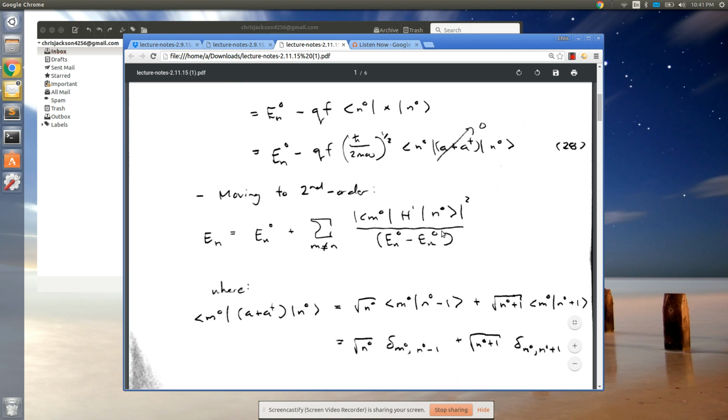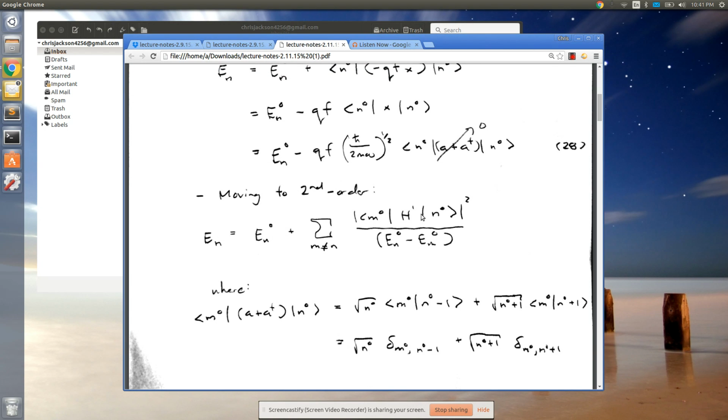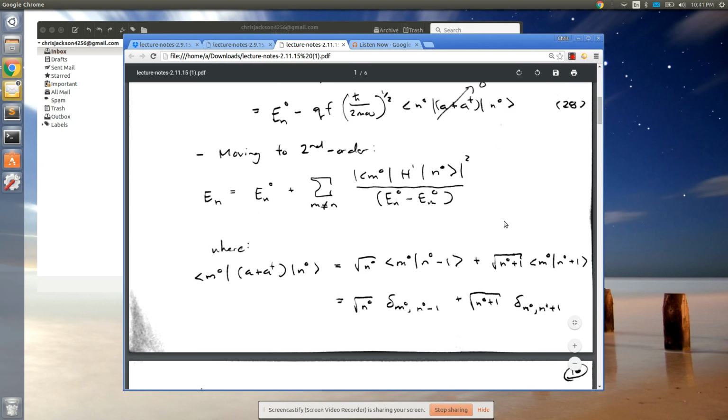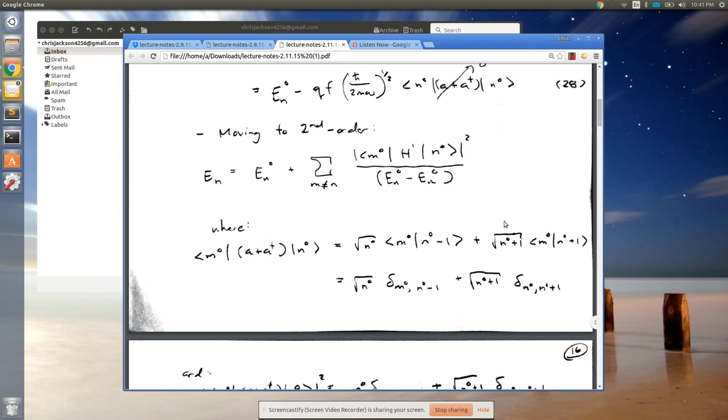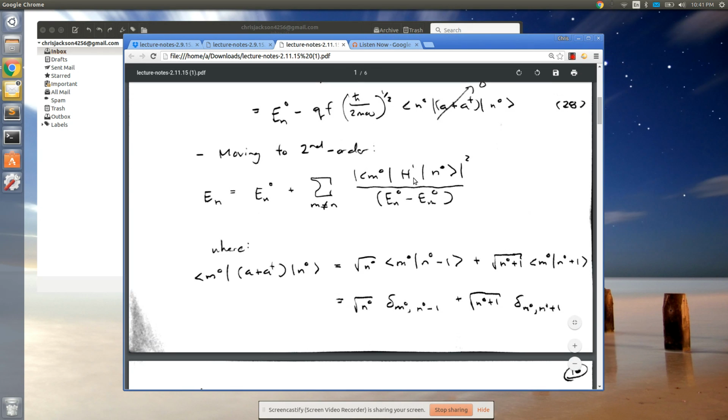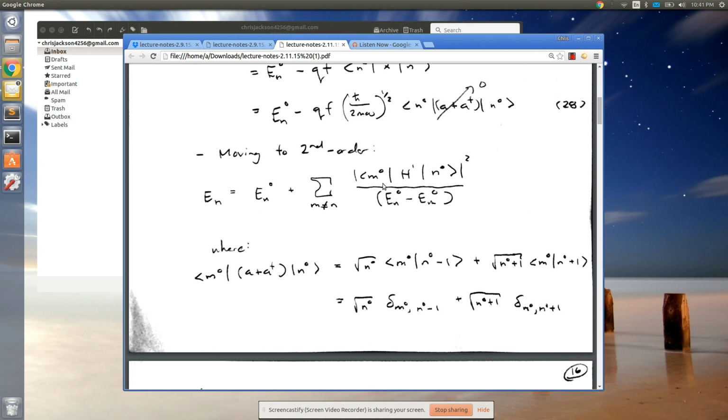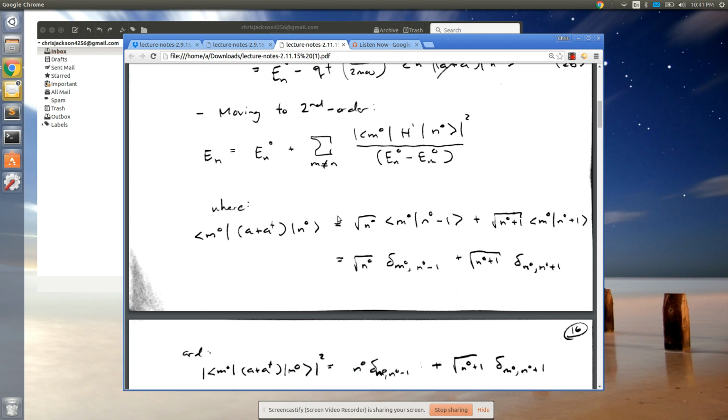So we can move to second order, right? In second order, I need to compute H1 between M and N, where M and N are the unperturbed states. Now we can see that there will be some non-vanishing terms in this case, because M could be N plus 1, N minus 1, and so on, because we're summing over all values of N except M equals N.